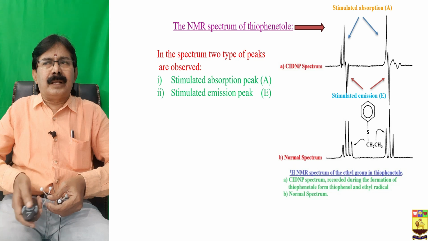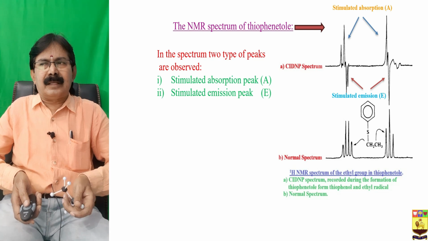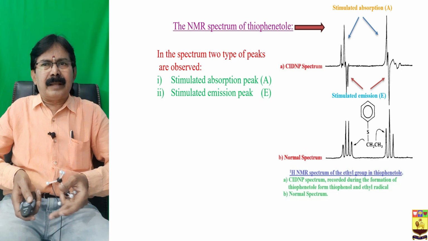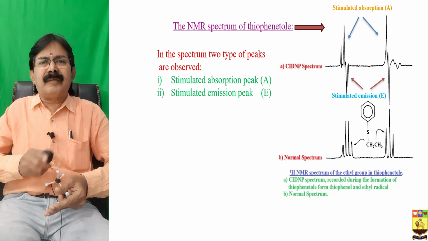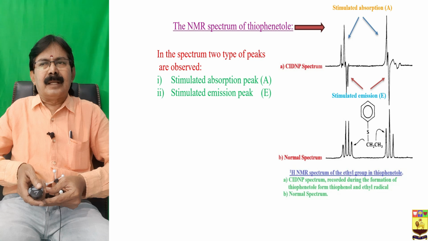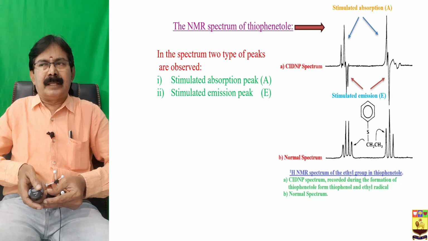So the NMR of the product is given. We have the normal spectrum, and I have given only the ethyl fraction. The methylene CH2 protons give a quartet because of the presence of the methyl, that is 3 plus 1, 4, a quartet, and the methyl protons form a triplet.